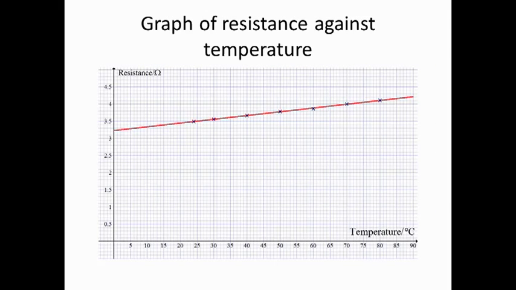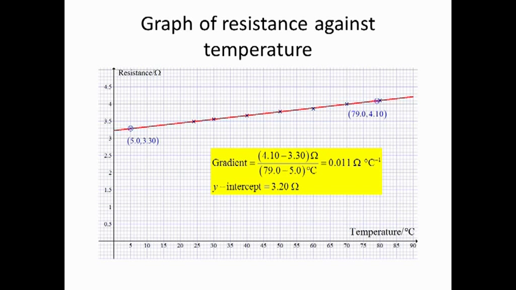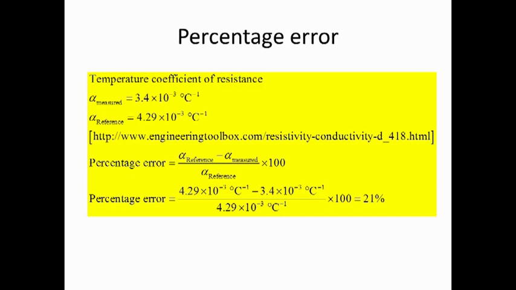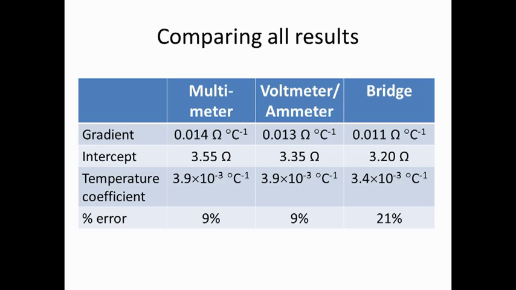We record all the values in a table using the equations shown at the bottom of the screen, and then we plot a graph of resistance against temperature. It gives us an intercept and a gradient, from which we can find the temperature coefficient of resistance of copper. We divide the gradient by the y-intercept, and finally we get the percentage error. Now in the last screen, we compare all the values for the 3 different experiments to find the temperature coefficient of copper.